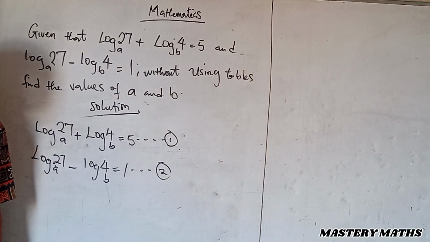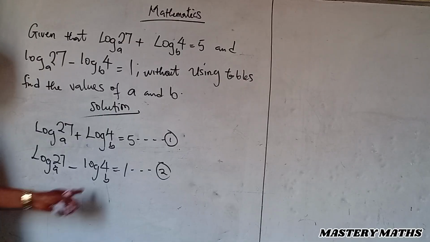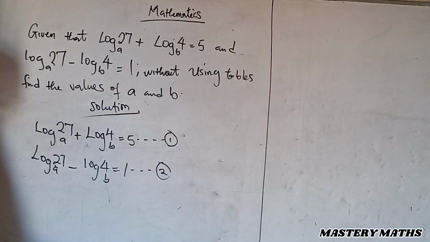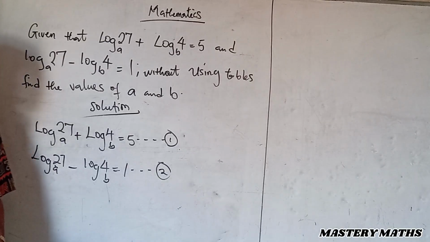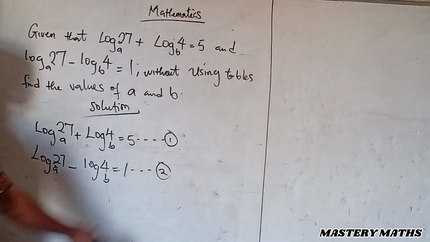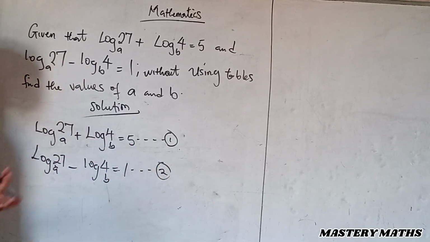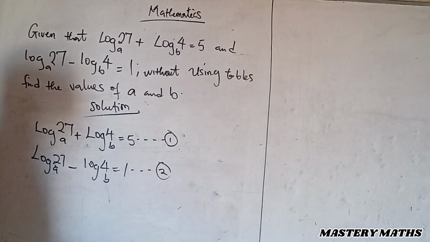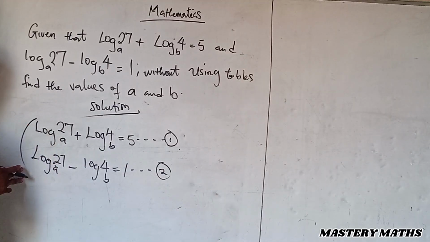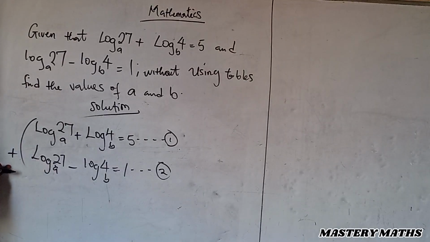Now, using the elimination method, we'll eliminate the B. And how do you eliminate B? You eliminate B by adding equation 1 and equation 2 together. That's how we eliminate the B. How? Look at the board. Here, you open a big circle which represents your multiplication sign, and you put your addition sign here.